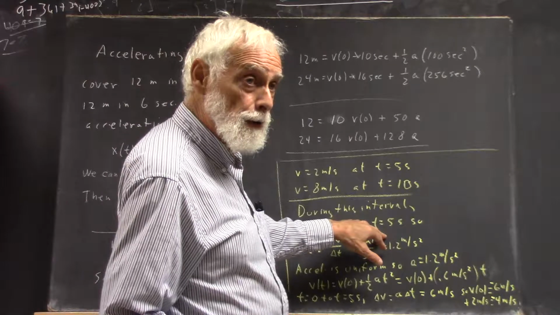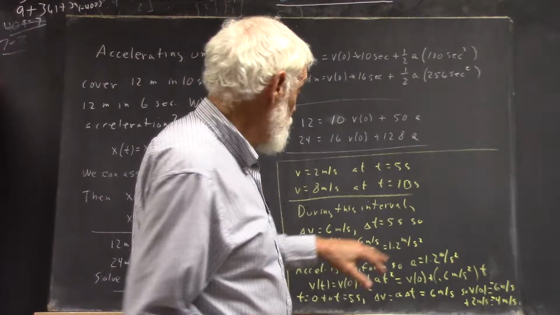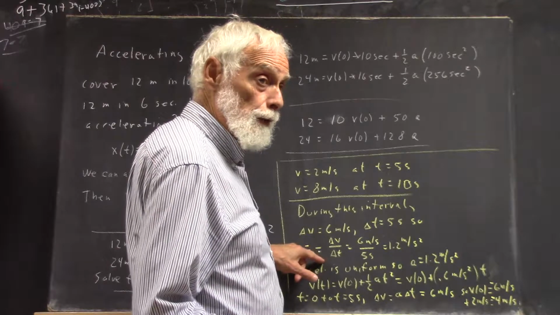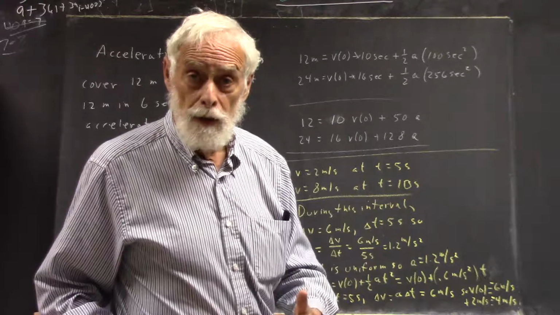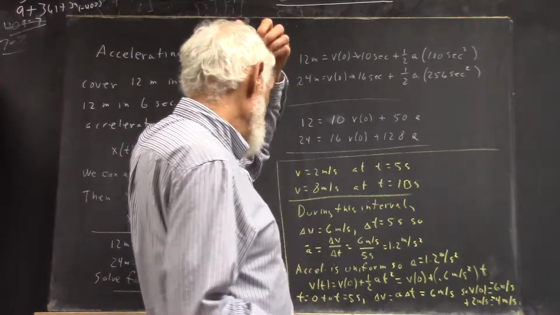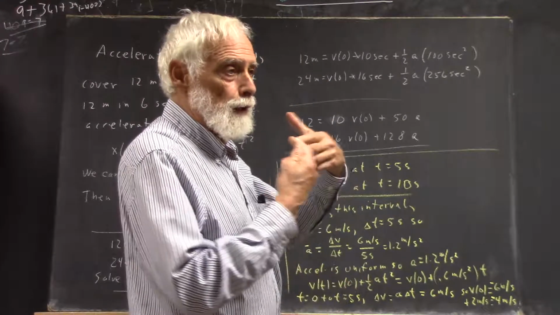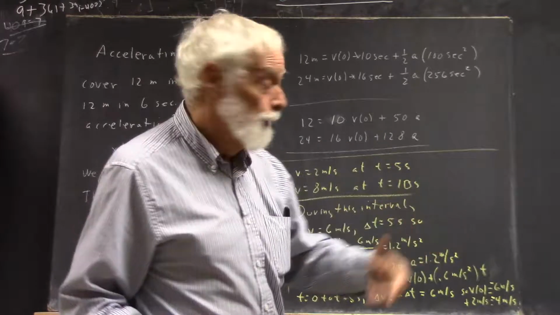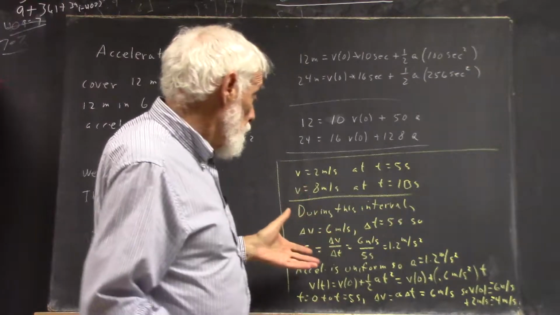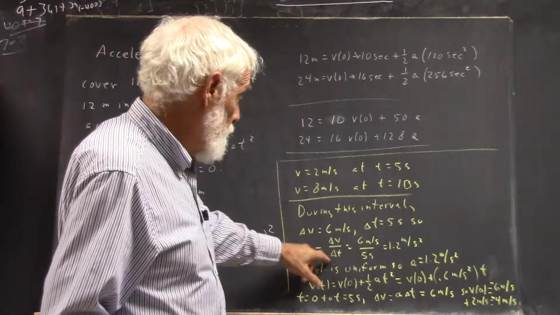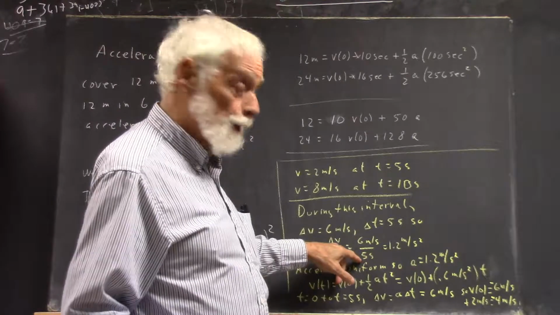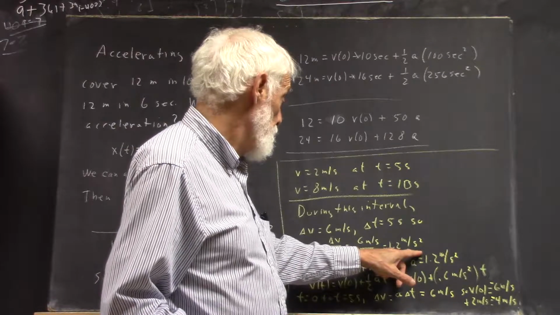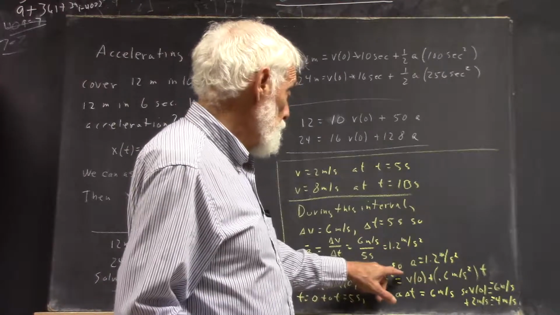You don't need a formula if you understand what acceleration is to say that the average acceleration is delta v over delta t, the change in velocity divided by the change in time, or the rate at which velocity changes with respect to time, which corresponds to the derivative. We don't need calculus to do this. Delta v over delta t is 6 meters per second over 5 seconds, or 1.2 meters per second squared. And that is the acceleration.